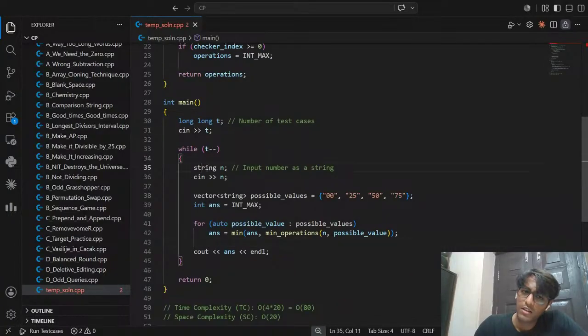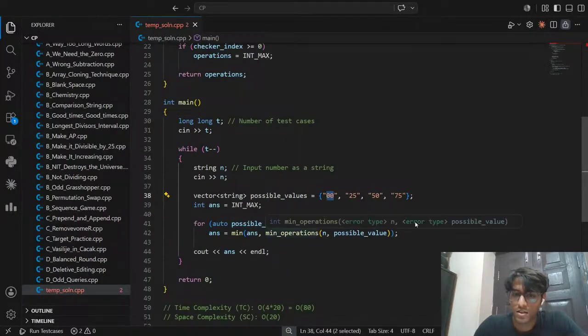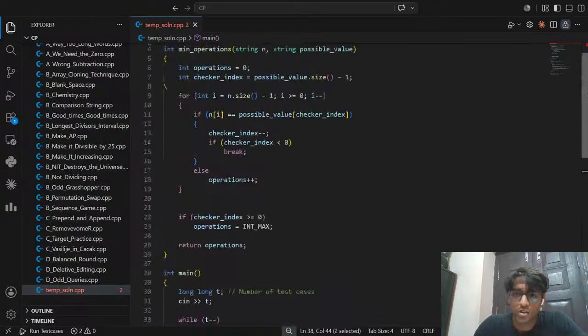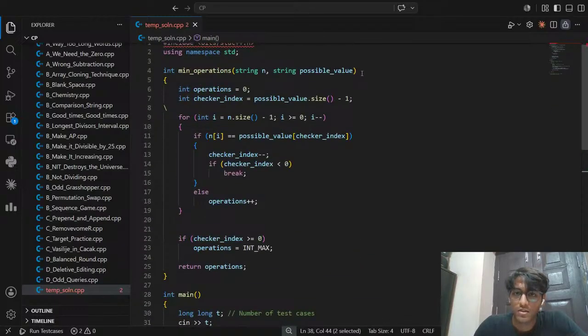He took an input n, then he created a character array of possible values, 00 and so on, then answer as int max. For all auto possible values, like for 00, the possible value is 00 here, the first case, then operations is 0. Check for index in possible values minus 1. So it's basically 0, 1. The size is 2 minus 1, so checker index is on 0.